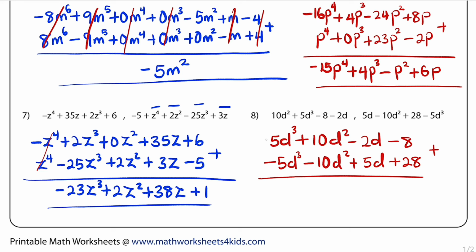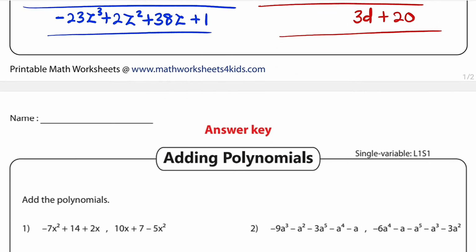To the left hand side, positive 5 and negative 5 will turn this to 0. So we are going to discard this. We are going to discard this as well. So all we have are the last two terms. Negative 2 plus 5 will give us positive 3, positive 3d. Negative 8 plus 28 will give us 20. So we have plus 20. So this is our solution. And we have our answers here. You can go through them.